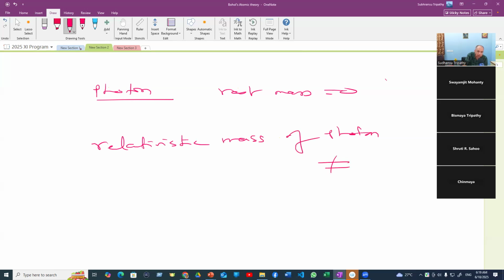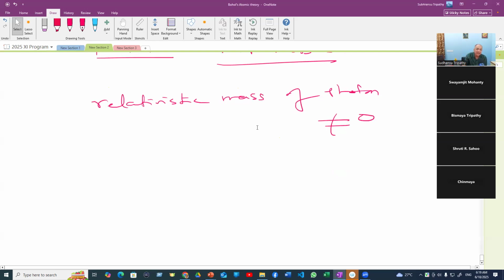The rest mass of a photon is not equal to zero, supposing it is, you presume that it is at rest. Hypothetically, if the rest mass is zero, but it has a relativistic mass, meaning when you are moving.